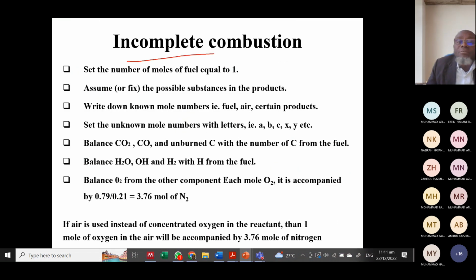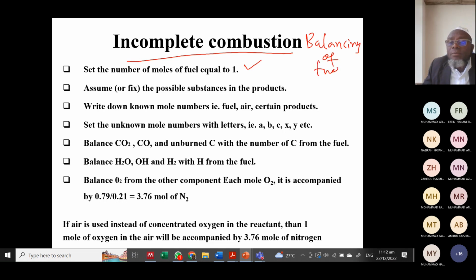So in the complete combustion process, there are certain criteria we need to follow. We have to set the number of moles of the fuel to be equal to 1. This is for balancing of the combustion process, the combustion reaction.